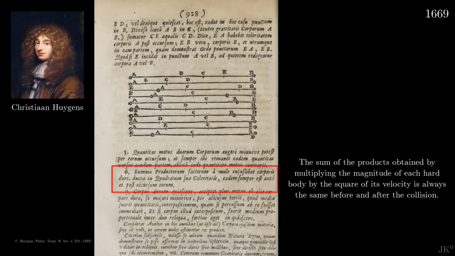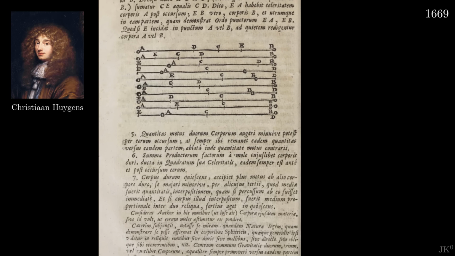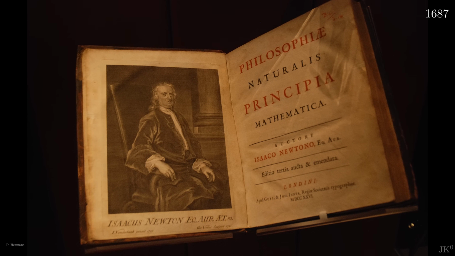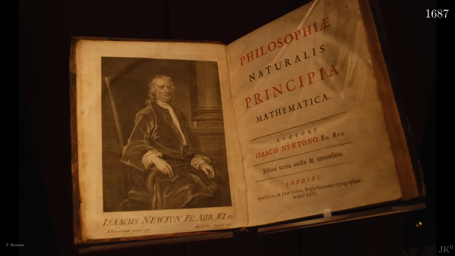The sum of the products obtained by multiplying the magnitude of each hard body by the square of its velocity is always the same before and after the collision. Today we recognize these two principles as the conservation of linear momentum and kinetic energy. Over a decade later, Gottfried Leibniz presented in 1686 ideas that appeared to contradict Descartes and proposed a new conserved quantity proportional to the square of the velocity that he called vis viva, Latin for living force, and similar to what we now call kinetic energy. The following year, Newton published his famous Principia, formally introducing the definition of linear momentum.